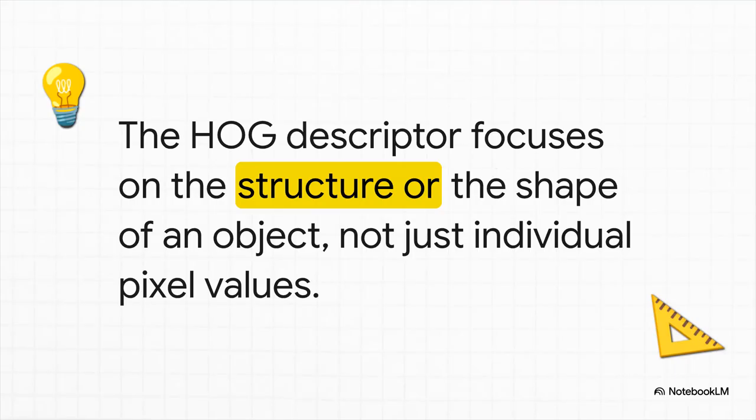And this is the key, right here. It's not about the pixels. It's about the shape. Forget the color of someone's shirt or how bright the sun is. What truly defines an object, what makes a person look like a person, is their basic structure, their silhouette, which is really just made up of edges and the direction they're all pointing.